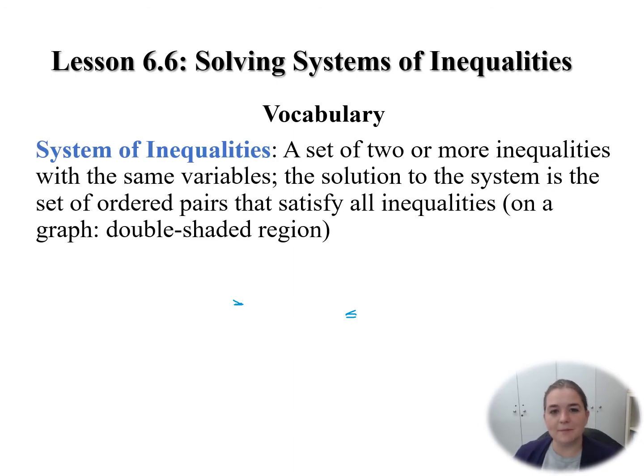So our only vocab term for today is this idea of a system of inequalities, and it's very similar to our systems of equations. A system of inequalities is a set of two or more inequalities with the same variables. The solution to the system is the set of ordered pairs that satisfies all inequalities. On a graph, what this looks like is our double shaded region.